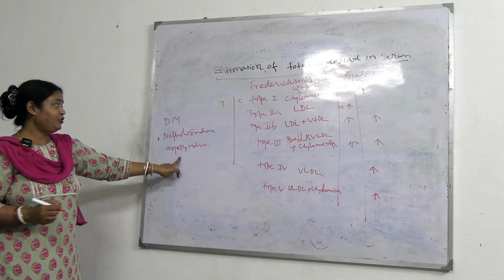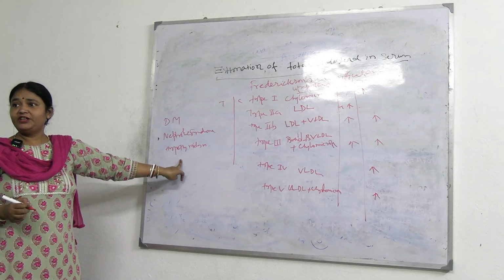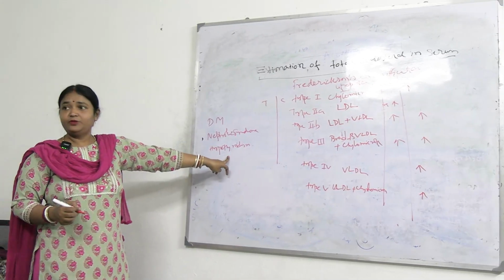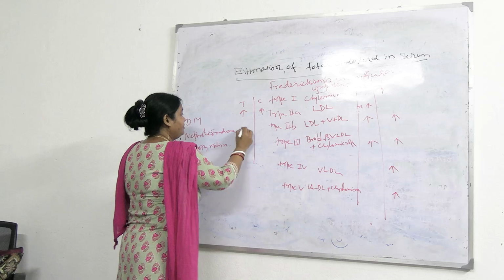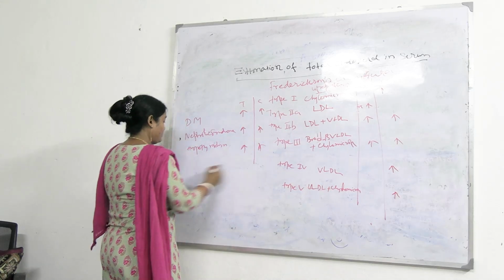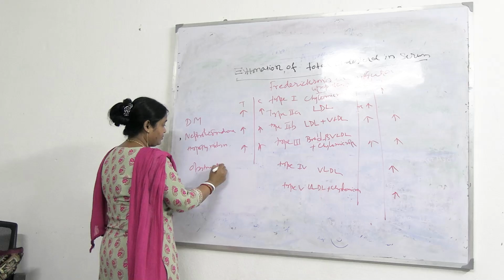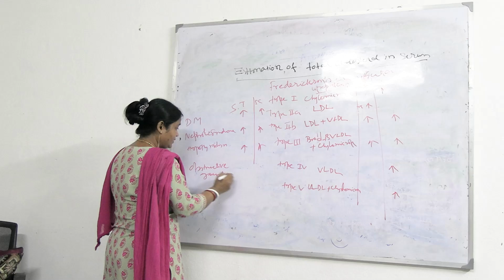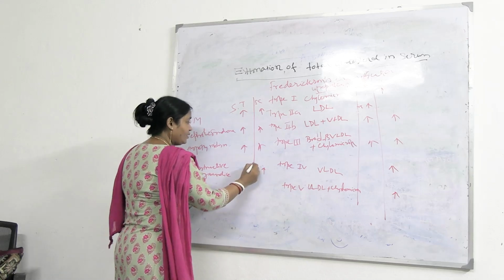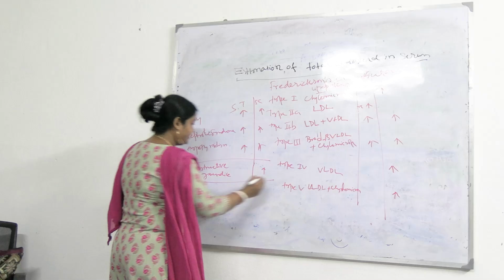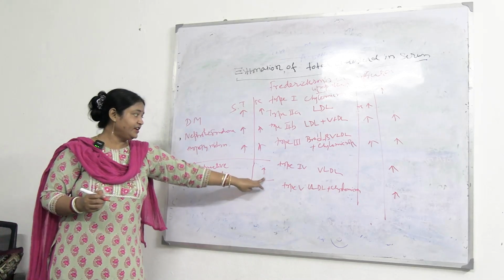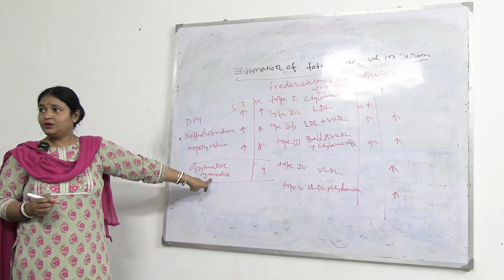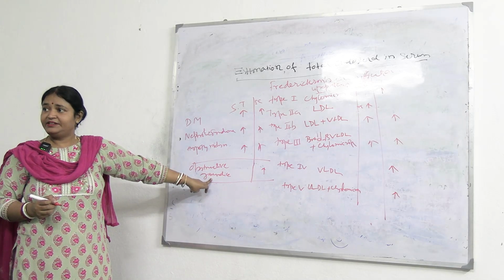For diabetes, nephrotic syndrome and hypothyroidism, both triglyceride and cholesterol will be increased. Both components, okay? This is serum triglyceride, this is serum cholesterol. What happens in obstructive jaundice? Here cholesterol is there in bile but it is not excreted, so there will be increased serum cholesterol in obstructive jaundice. Only cholesterol will be increased in obstructive jaundice.